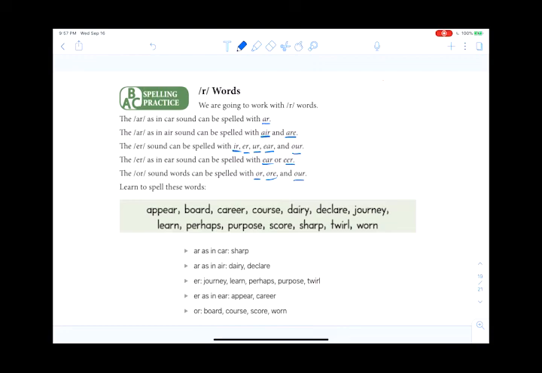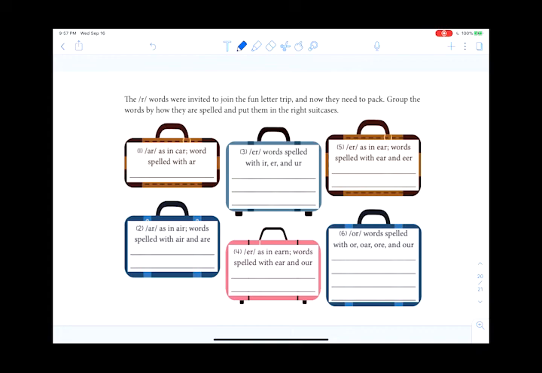The R words were invited to join the fun letter trip, and now they need to pack. Group the words by how they are spelled and put them in the right suitcases. Pause this video and complete the exercises.